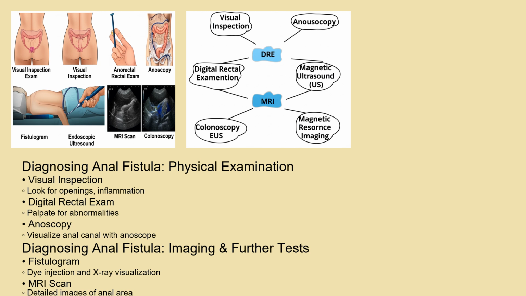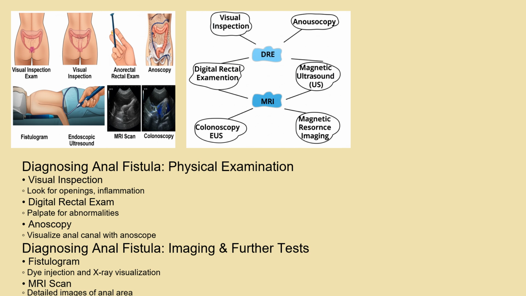Diagnosing an anal fistula typically involves a thorough physical examination by a doctor, usually a colorectal surgeon. The doctor will visually inspect the area around the anus for any openings or signs of inflammation. A digital rectal exam, where the doctor inserts a gloved finger into the rectum, may be performed to feel for any abnormalities. An anoscope, a small instrument inserted into the anus, allows the doctor to visualize the anal canal.